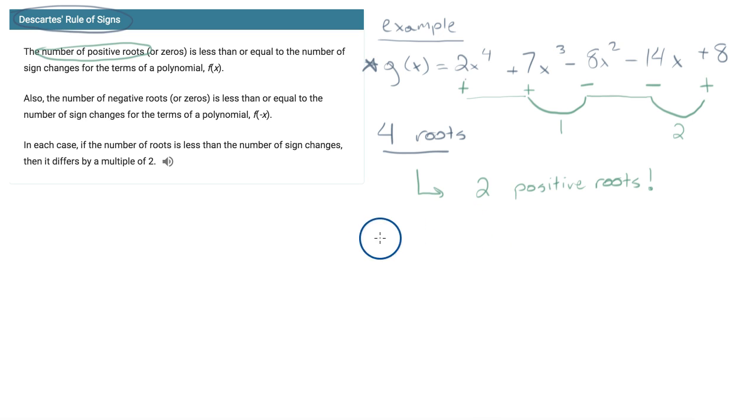We can do the same with negative roots, but we have to change our equation just a little bit. If we take our g of x equation, and instead of finding g of x, find g of negative x, we can get a new polynomial function that we can use the sign rule for to find the possible number of negative roots. Let's see how that looks. So I'm going to rewrite the g of x equation, and instead of writing x, I'm going to plug in negative x everywhere.